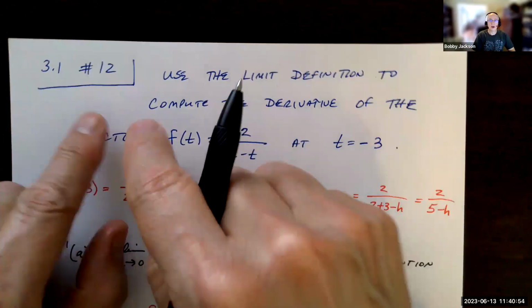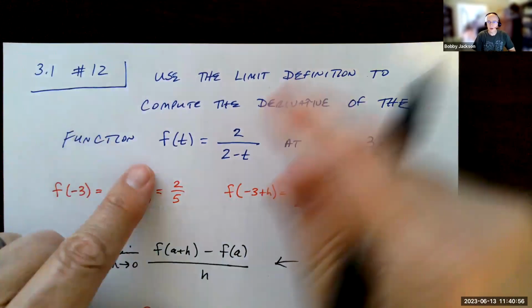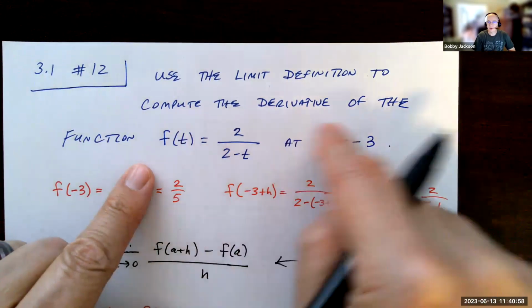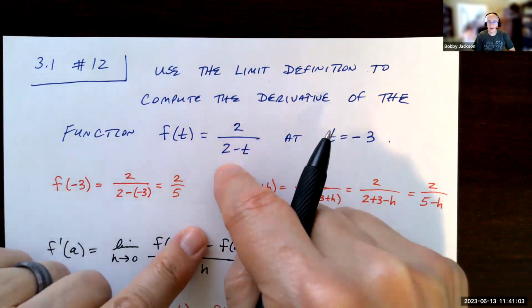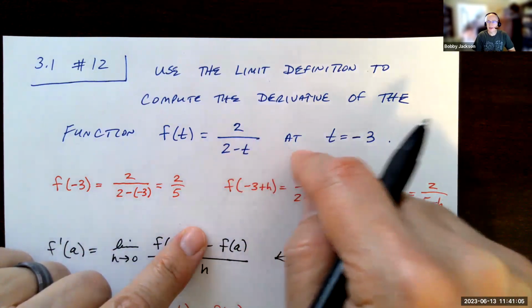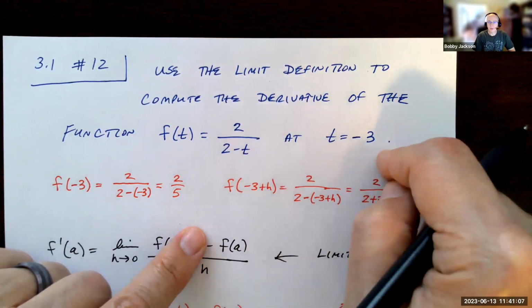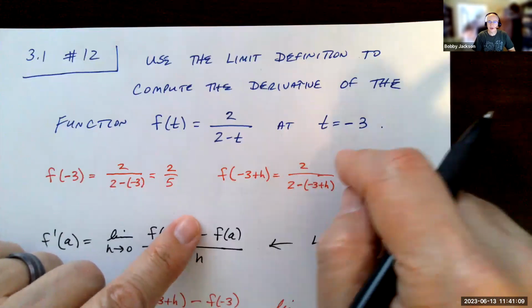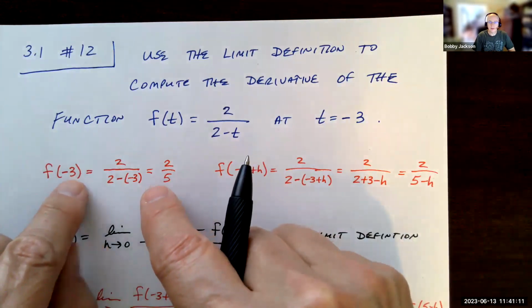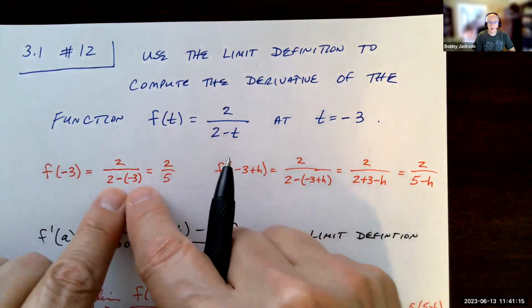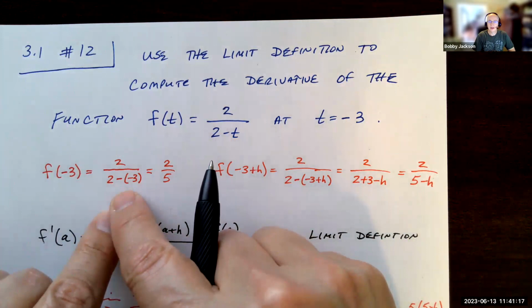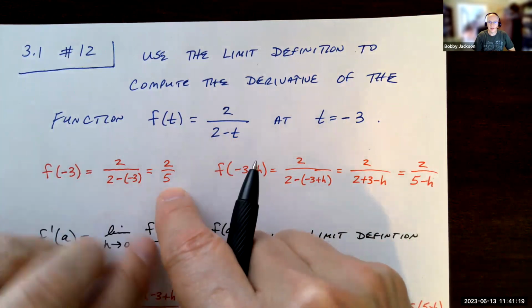Okay, we're going to look at number 12 in section 3.1. We're going to use the limit definition to compute the derivative of the function f of t equals 2 divided by 2 minus t at t equal -3. In anticipation, I know I'm going to need f of -3, so I replace t with -3. I get 2 divided by 5, 2/5.